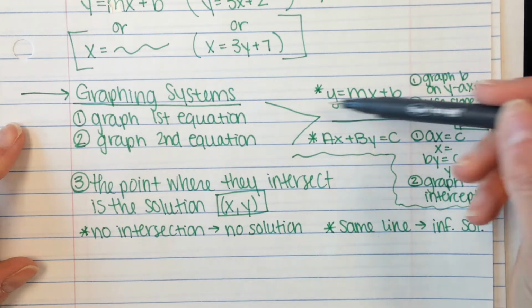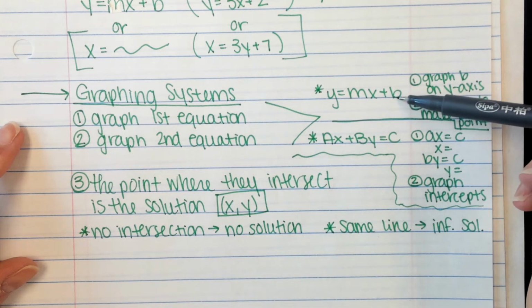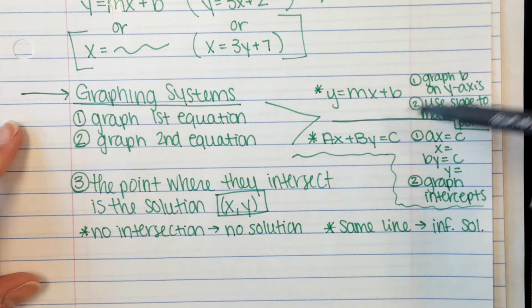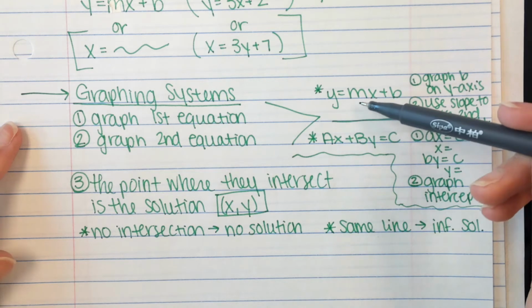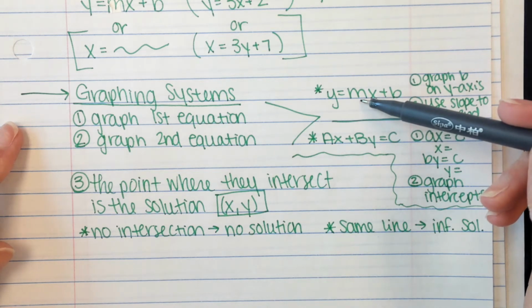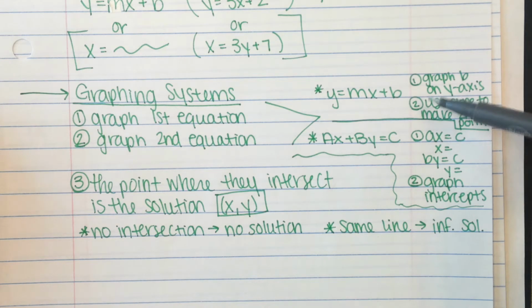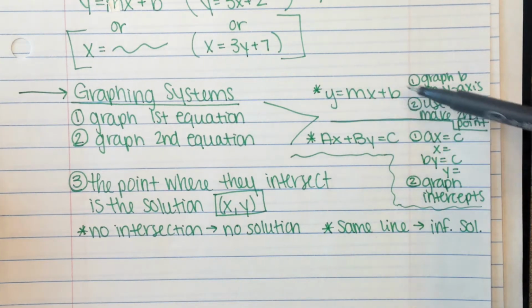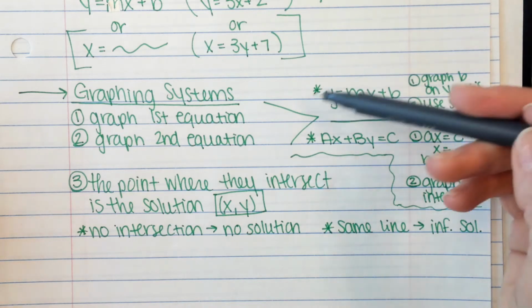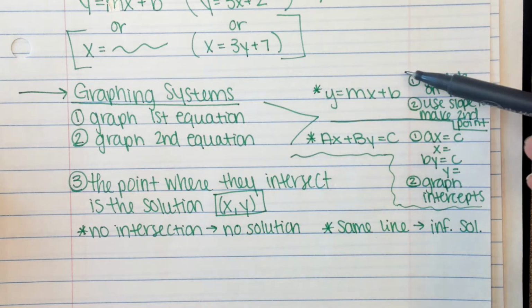If they're in slope-intercept form, you're going to graph your B on the y-axis, it's up and down. Then from that point, you're going to use your slope to make a second point. For example, if your slope was 2/3, you would go up 2 over 3. If your slope was 5, you would go up 5 over 1. If it was -7, you would go down 7 over 1. You've been practicing that. You did that back in Unit 2, so that should be review for you.